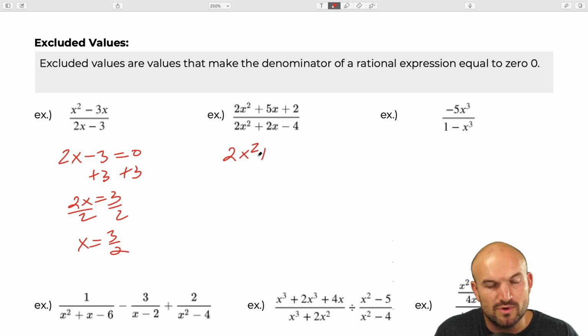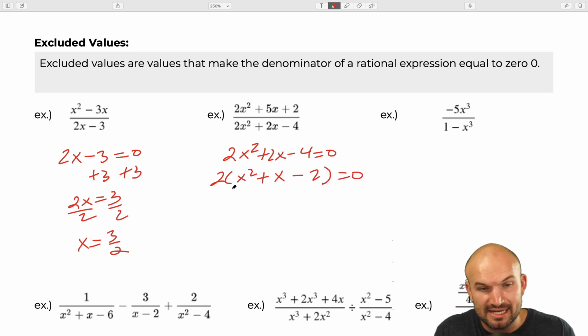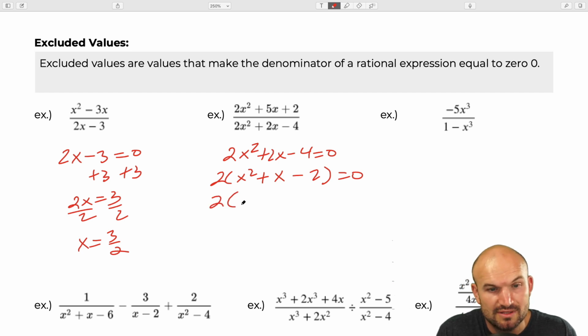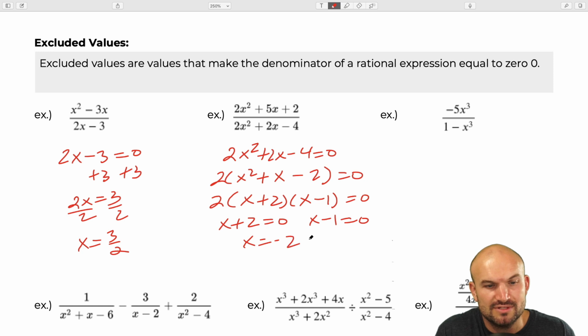In this case, we'd have 2x squared plus 2x minus 4 equals 0. Notice I can factor out a 2. x squared plus x minus 2, and then equals 0. Now in this case, be careful because you can still factor this. This is going to be x plus 2 times x minus 1 equals 0. And again, when solving this, remember the zero product property, we don't care about the scalar, right? So we're just going to set x plus 2 equal to 0 and x minus 1 equal to 0. So therefore, x equals -2 and x equals 1. So there'd be 2 excluded values when x equals -2 and x equals 1. I didn't have to do anything with this 2 because that was a scalar, all right?